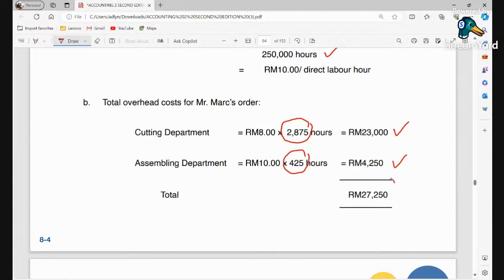So that gives us the total of 27,250. Ini untuk applied manufacturing overhead for Mr. Mark's order. Untuk Mr. Mark saja. Okay, so nanti kalau ada Mr. C, Mr. Su, Mr. Sa, Mr. apa-apa je lah yang order kemudian, POR masih sama, tapi mungkin jumlah kos tu dah berbeza sebab tempahan adalah berbeza.